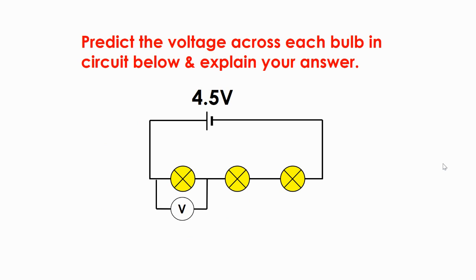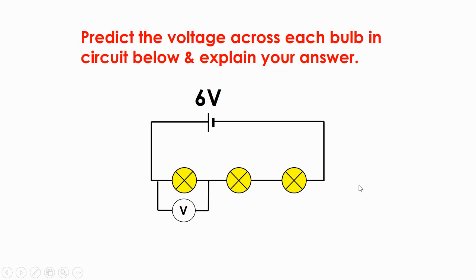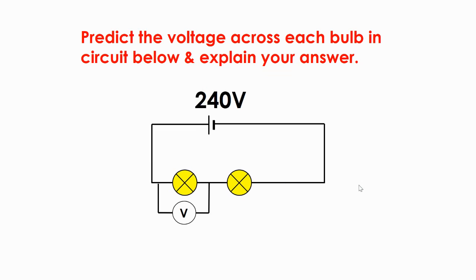So a couple of quick questions. What voltage or what potential difference will be across each bulb? Obviously here, this gets 1.5, this gets 1.5, and this gets 1.5. Hopefully you found it super easy. Each bulb gets 2 volts. And finally, each bulb gets 120 volts.